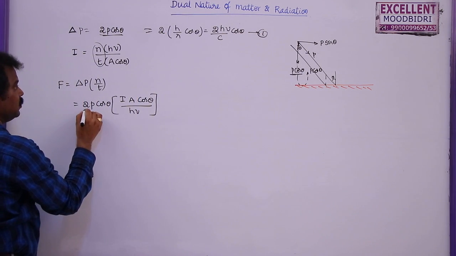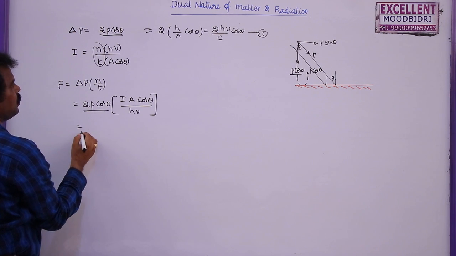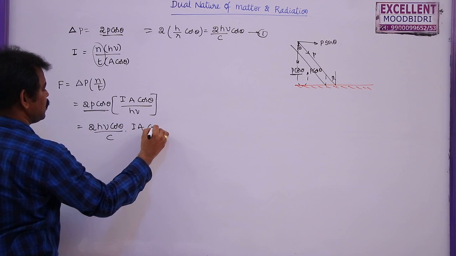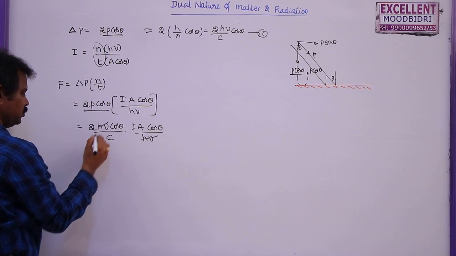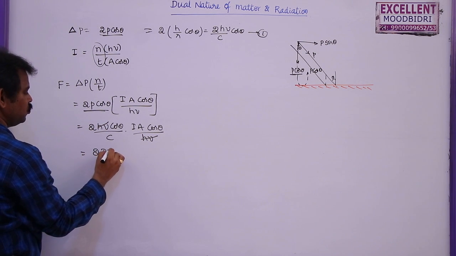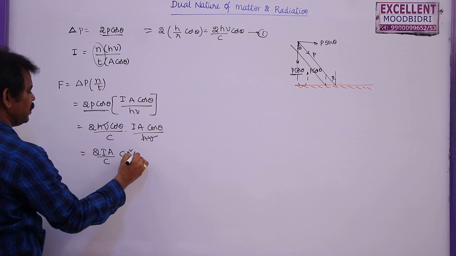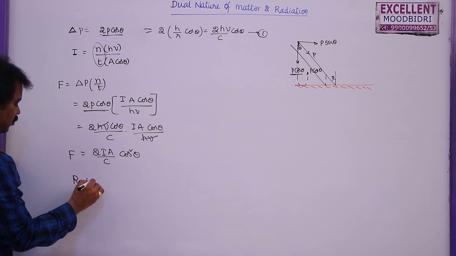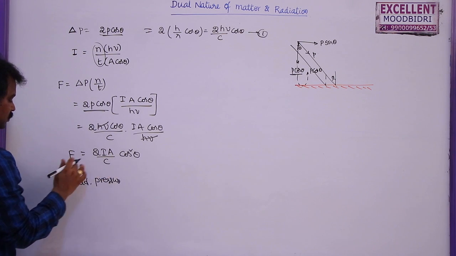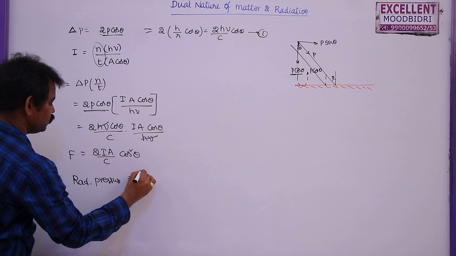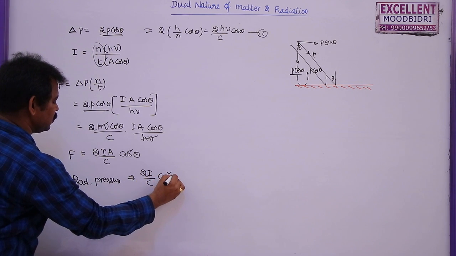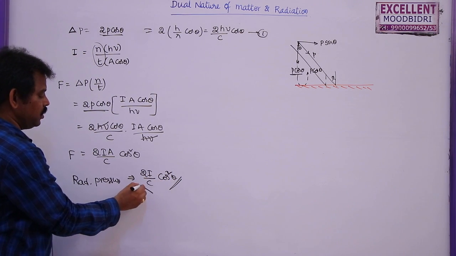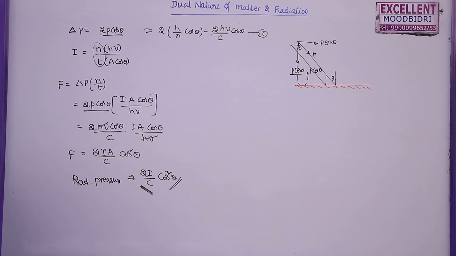And if you substitute this value in place of delta P, you can write 2P cos theta, or 2h nu cos theta by c, into Ia cos theta by h nu. h nu gets cancelled. This will become 2Ia by c cos square theta. This is the radiation force. The radiation pressure is given by force by area, which is equal to 2I by c cos square theta. For normal incidence, we know that theta will be 0 and cos 0 is equal to 1. You will get the equation 2I by c for radiation pressure.